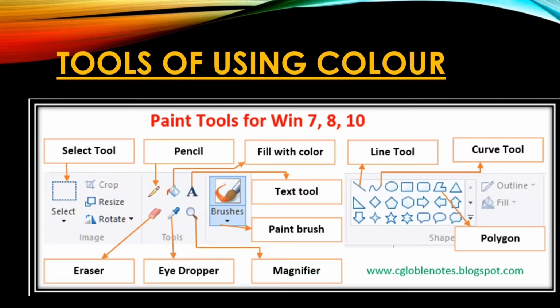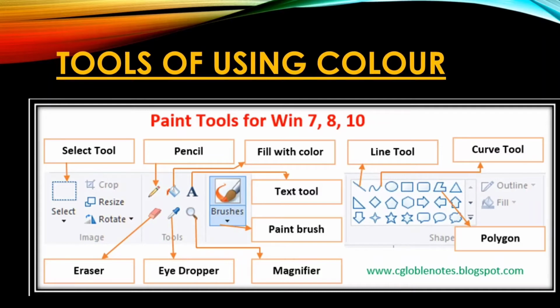Now see, a bucket is there. That is called the fill with color tool. A is written next to the bucket. That is called the text tool. At the same time, come downward. Eraser is written there. In the same way you use your eraser to erase your mistakes, just click on it and drag on the drawing area. You have to just click on the eraser and drag on the drawing. It will erase the drawing.